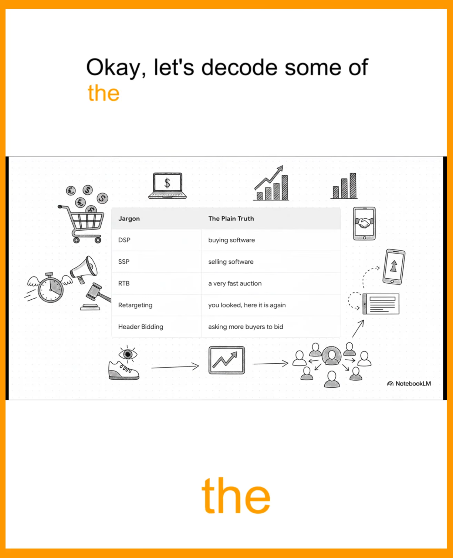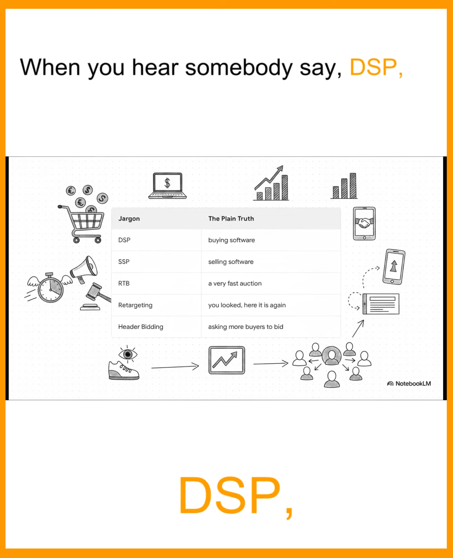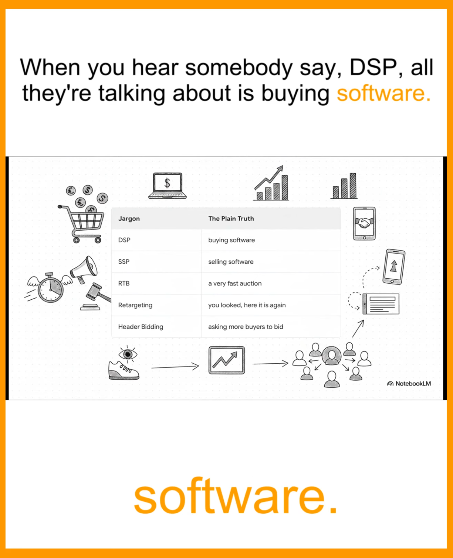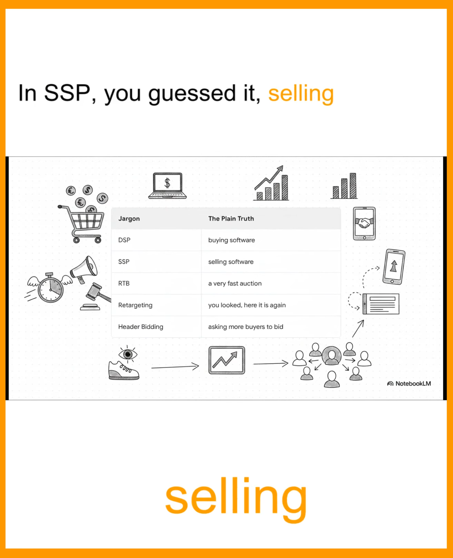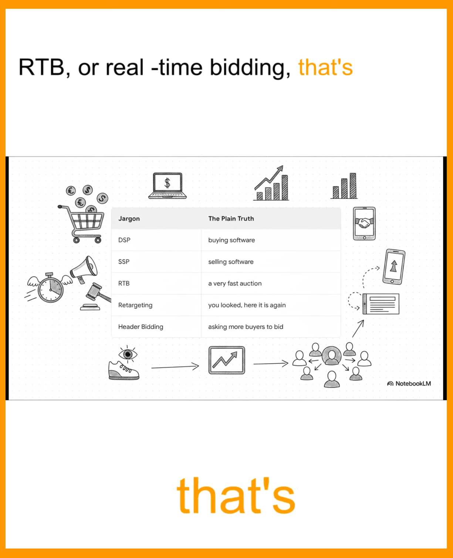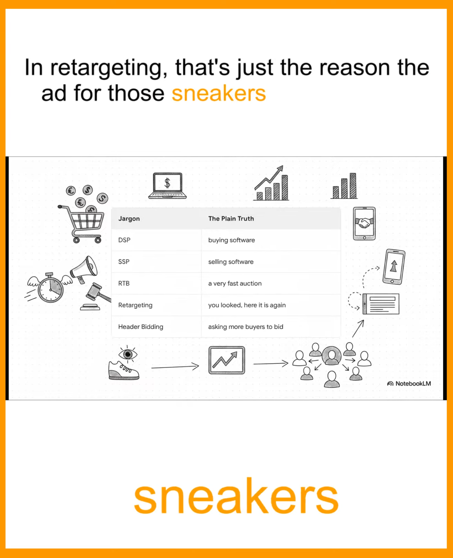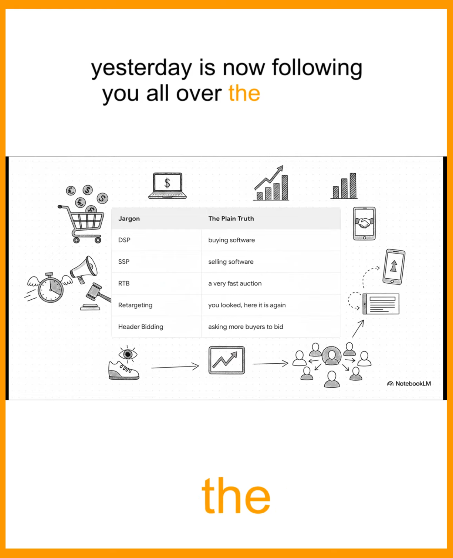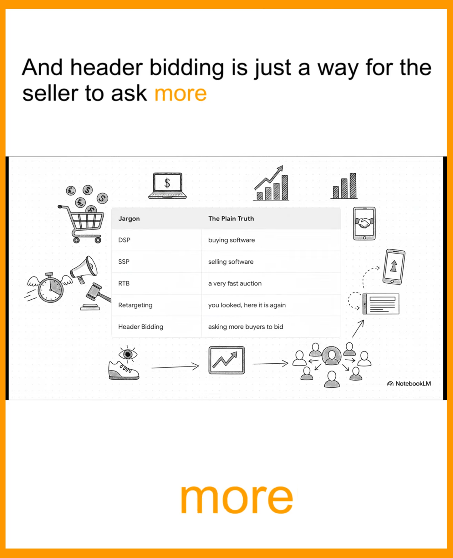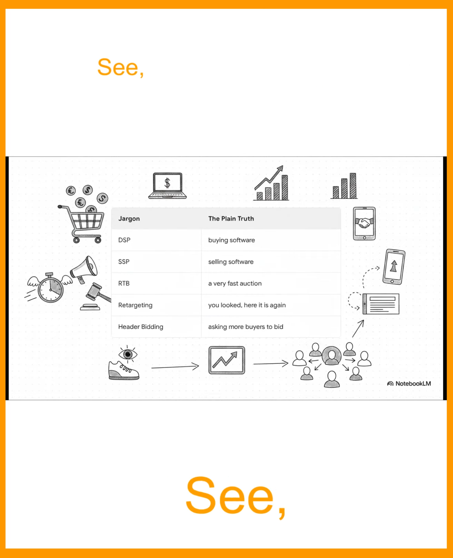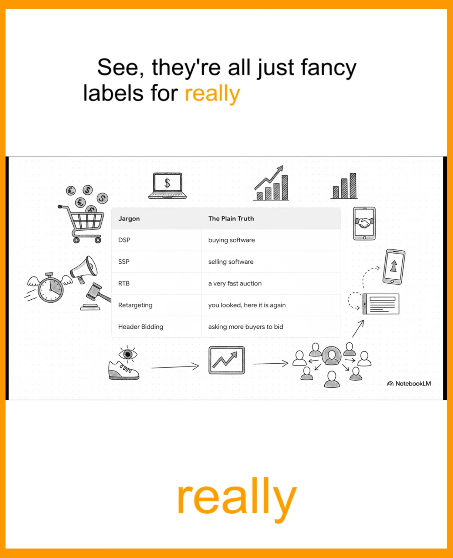Okay, let's decode some of the biggest offenders here. When you hear somebody say DSP, all they're talking about is buying software. An SSP, you guessed it, selling software. RTB, or real-time bidding, that's just the fancy name for that very fast auction we just talked about. And retargeting, that's just the reason the ad for those sneakers you looked at yesterday is now following you all over the internet. And header bidding is just a way for the seller to ask more buyers to bid at once, hoping to get a better price. See, they're all just fancy labels for really simple jobs.